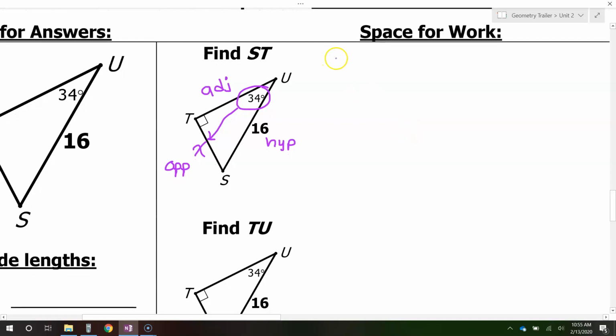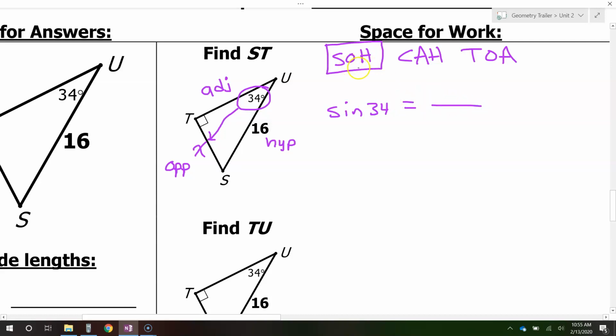Okay, now it's time to write SOHCAHTOA. And I have to decide which of these I'm going to use, sine, cosine, or tangent. Well, which sides are we going to be working with? Well, I see I have the x and I have the 16. That's opposite and hypotenuse. Well, that means we're going to use the sine function because only the sine function involves the opposite and the hypotenuse. So I will write sine of the angle is equal to opposite over hypotenuse, x over 16.